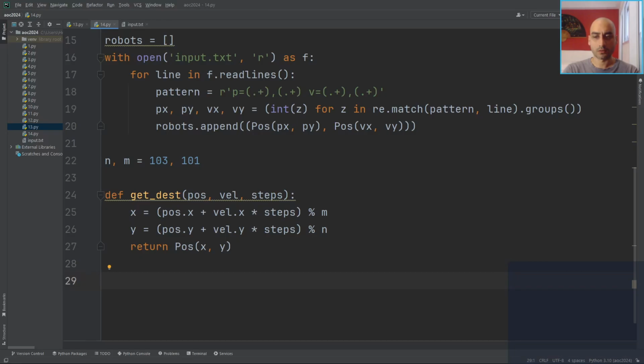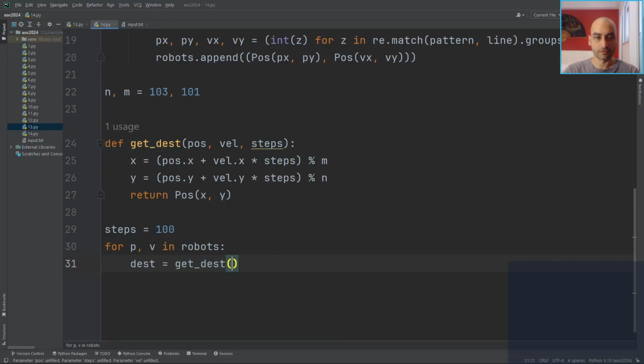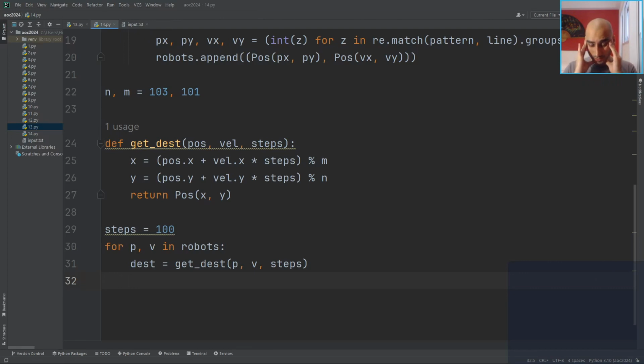So for PV in robots, steps equals 100. Is it exactly 100? Yep. Destination equals get dest of PV, steps. So we know where it will be. We just need to see what quadrant it's in.